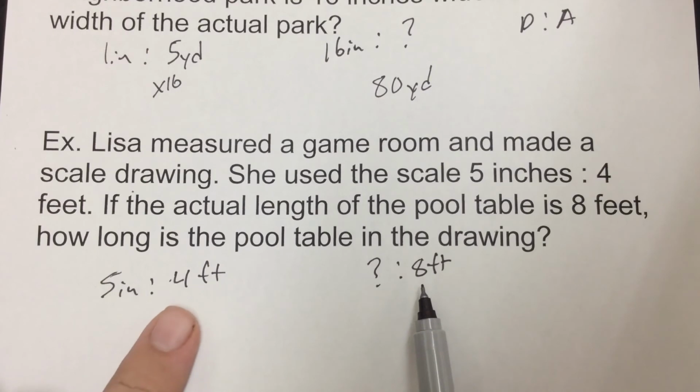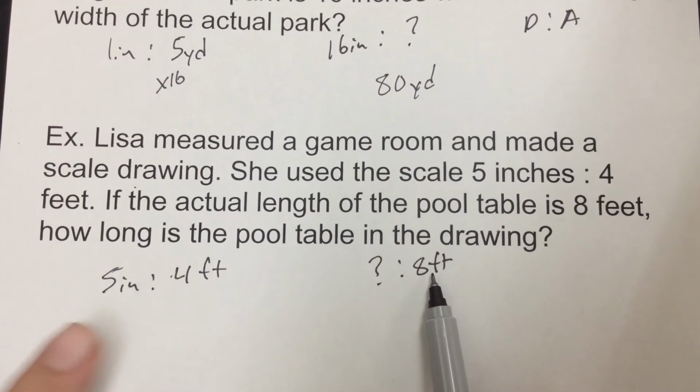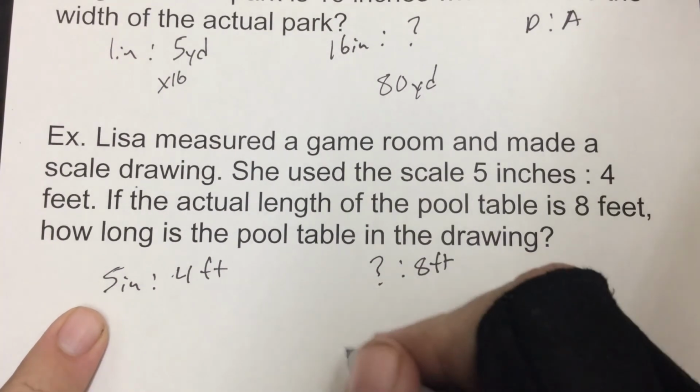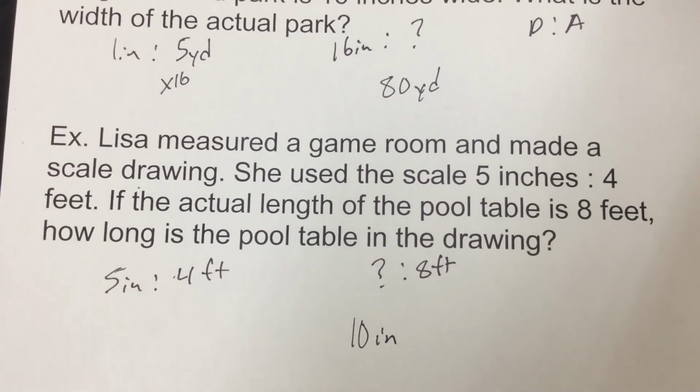So from 4 feet up to 8 feet, what would I take times 4 to get my 8? Well, if I take it times 2, 4 times 2 is 8. So I'm going to take the first one times 2 and get 10 inches. Okay? So remember, they're multiplied by the same rate to move up. So we're going to use that in order to find our missing side, missing length.